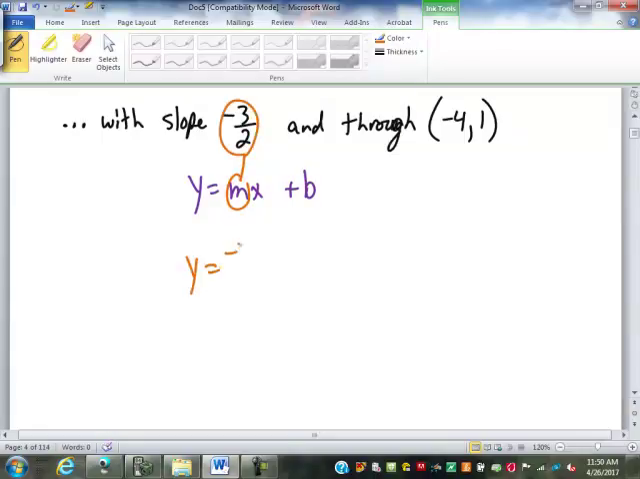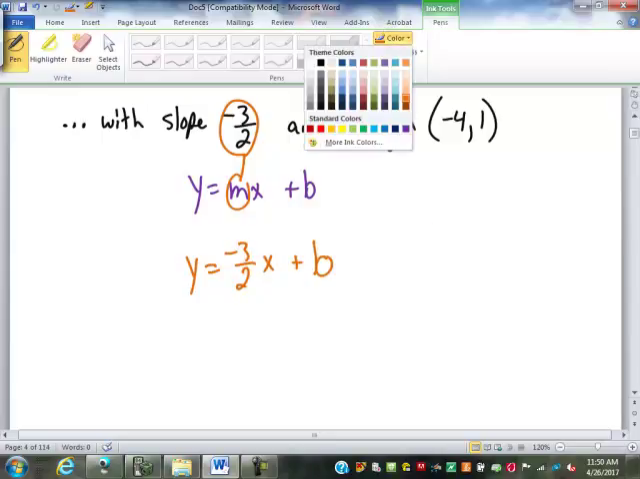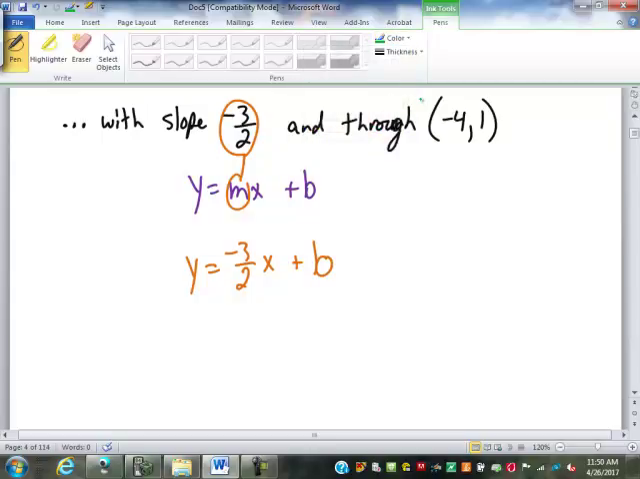So y equals negative 3/2 times x. And we have to find b. So to find b here, which number goes in for y? Y is going to be 1. Very good. So this will be negative 3/2 times what number goes in for x? The negative 4. Good. I'm putting in parentheses just because it's a negative, so we don't look at that as minus 4. Plus b.